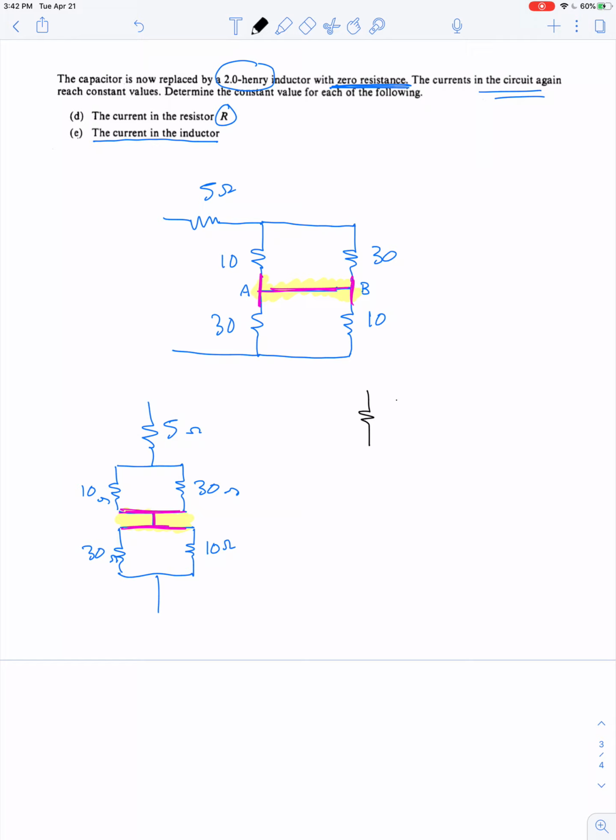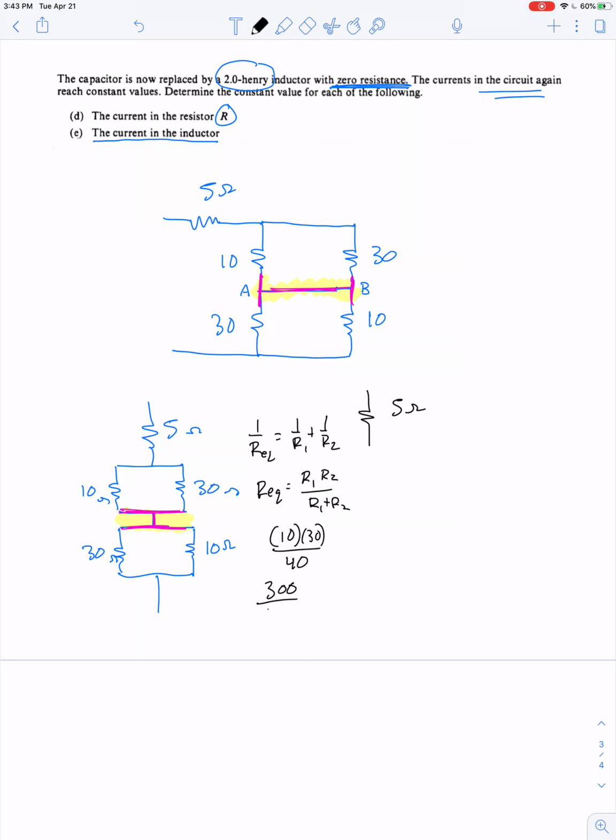That's the same as 5 ohms. And then what's the rule for resistors in parallel? 1 over R equivalent is 1 over R1 plus 1 over R2. Or that's the same thing as saying R equivalent is the product divided by the sum. So we get 10 times 30 divided by 10 plus 30, which would be 40.